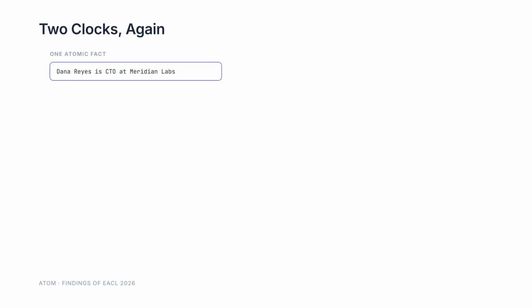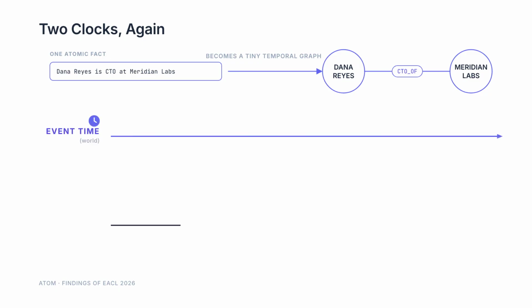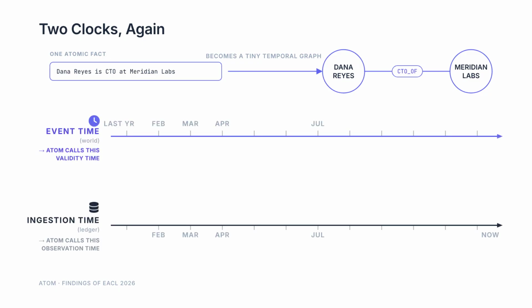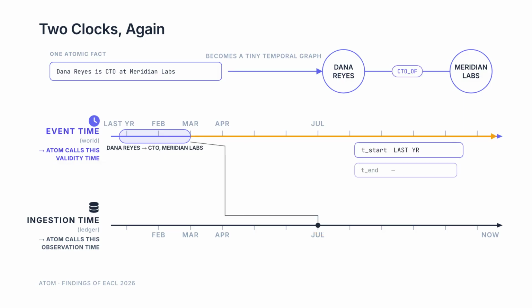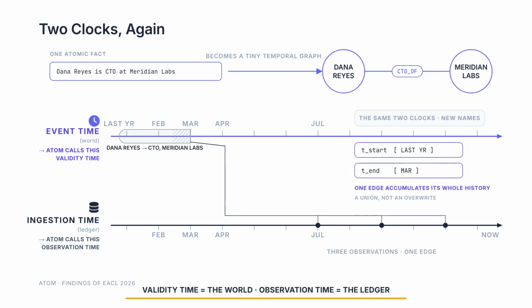Then, each atomic fact becomes a tiny temporal graph, and here is where you get to feel clever. A-MEM separates observation time, when the system saw the information, from validity time, when the fact actually held. That is Part 2B's 2 clocks, wearing a different jersey. One refinement worth stealing, though? A-MEM stores those timestamps as lists rather than single values, so one edge accumulates the whole history of when a fact started and stopped.